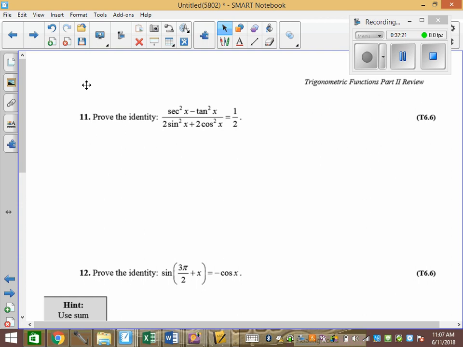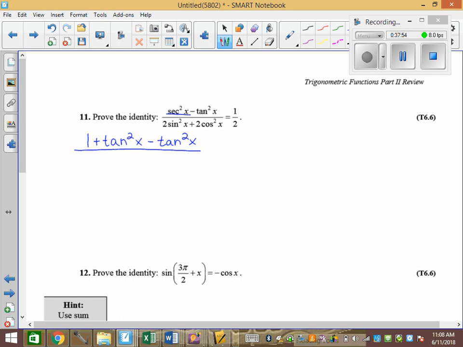Secant squared x minus tan squared x equals 2 sine squared x plus 2 cos squared x, which equals a half. I see secant squared x and tan squared x, and I know that they can cancel each other out because they're Pythagorean Theorem identities. So secant squared x is 1 plus tan squared x, is it not? So I'm going to replace secant squared x with 1 plus tan squared x, and then subtract tan squared x because it's still there.